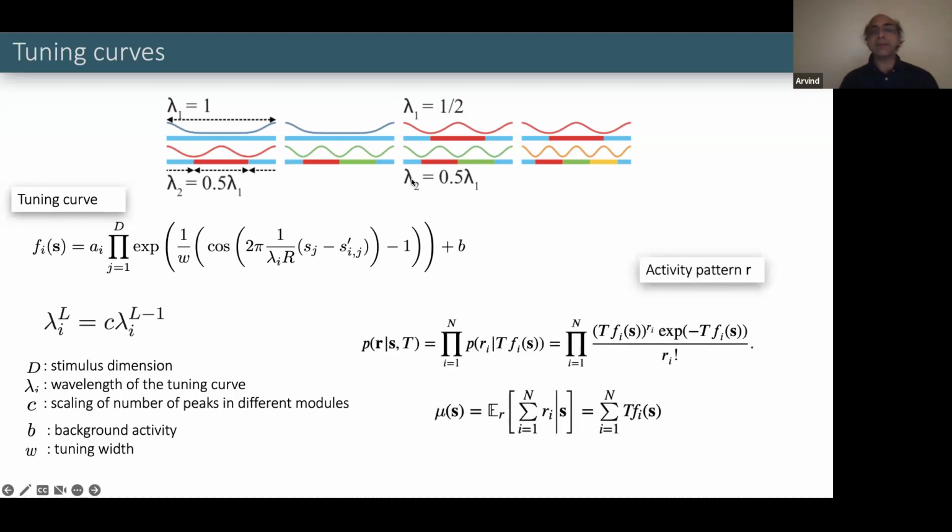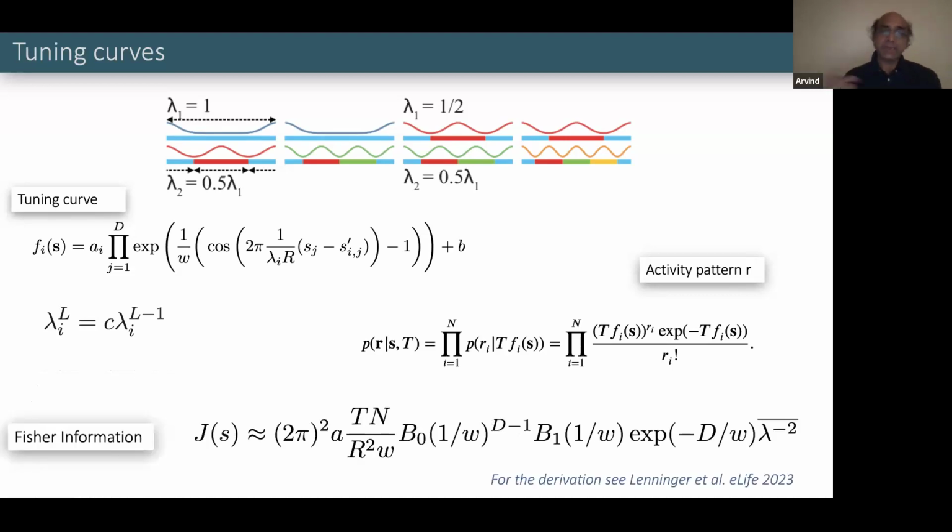Now if we ask, given this kind of tuning, what kind of activity pattern you will have? Well, it will depend on the time. We are assuming Poisson spiking here. So this is what will give you the activity pattern R, given a stimulus and given the amount of time. And of course, it will have some mean value, which is how many spikes you will see in a given time.